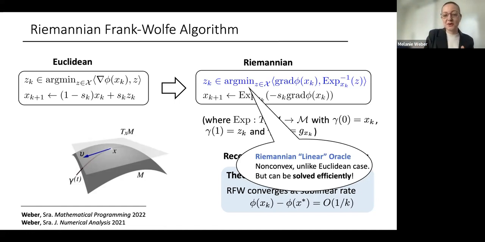The Euclidean Frank-Wolfe algorithm is a very popular algorithm for constrained optimization in the Euclidean setting because that subroutine can be solved very efficiently. It's a convex subroutine, so with a standard solver that is usually very, very quick to solve. In the Riemannian setting, the problem is non-convex, so it's a little bit harder to solve, and we have to think more carefully about how to implement this.